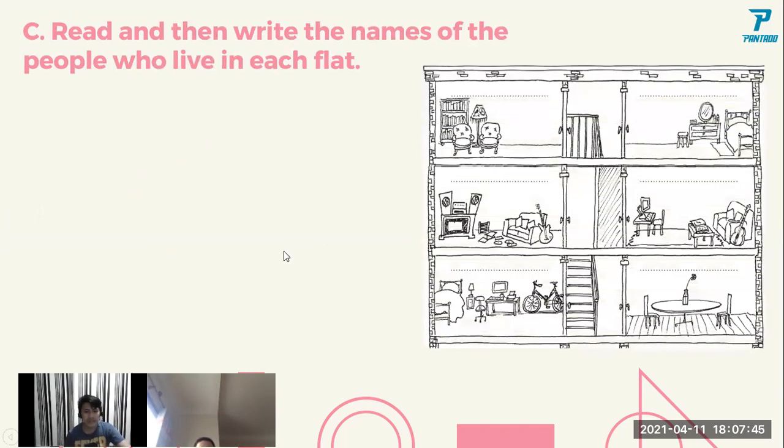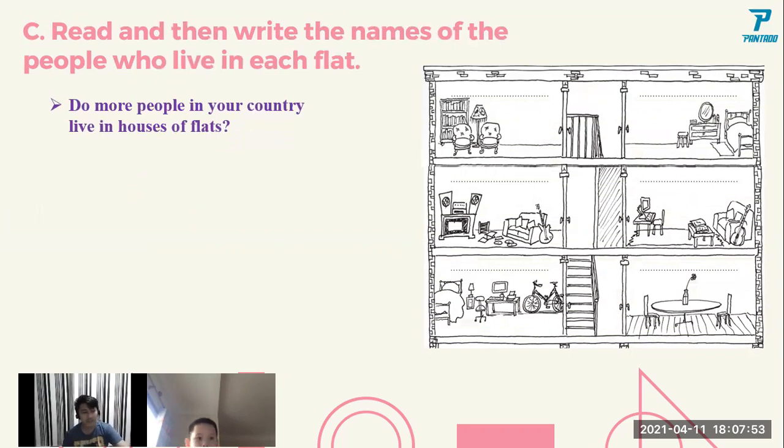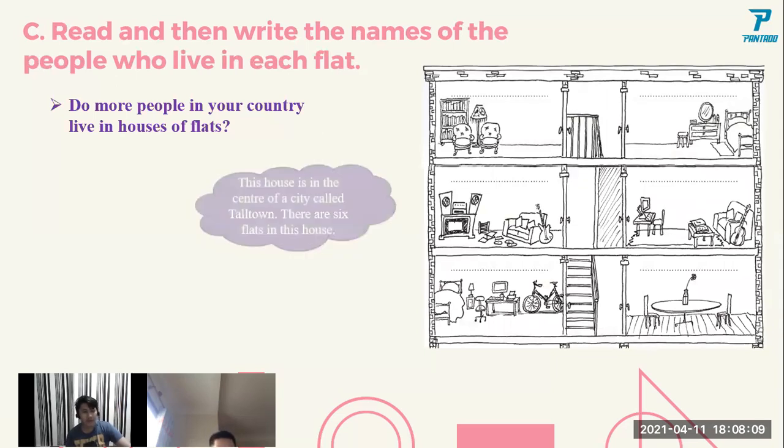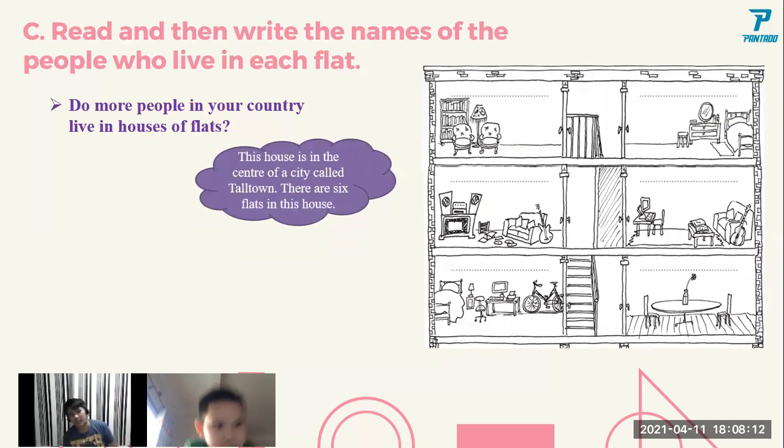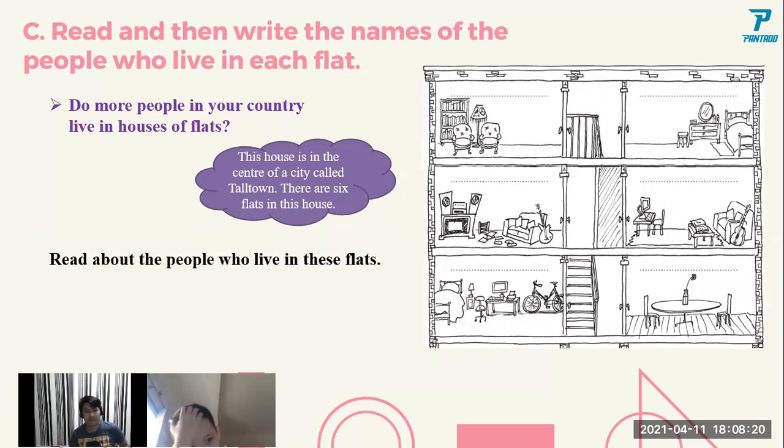So these are flats, okay? Do more people in your country live in houses or flats? Do a lot of people in Vietnam live in flats? Yes or no? Yes. Okay, this house is in the center of a city called Tall Town. There are 6 flats in this house. Read about the people who live in these flats.